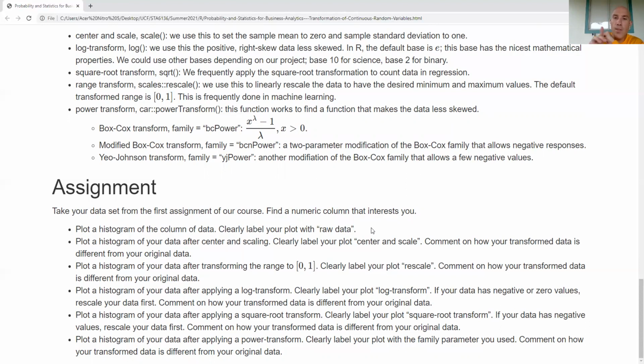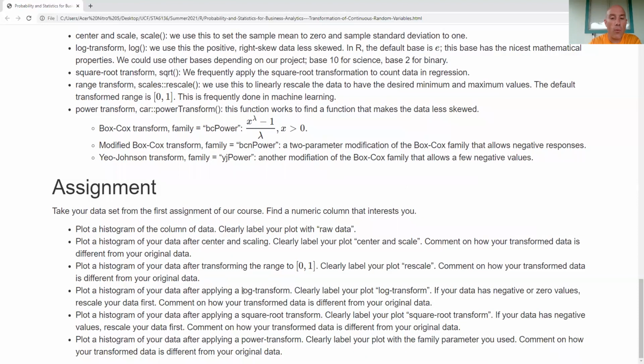Now, I want you to take that data, I want you to center and scale it, then do a histogram. Label it center and scale. Tell me what is the difference between your raw data and your centered and scaled data. Next, I want you to change the range of your data to 0 and 1. Label it rescale. Then tell me, how is your data different?